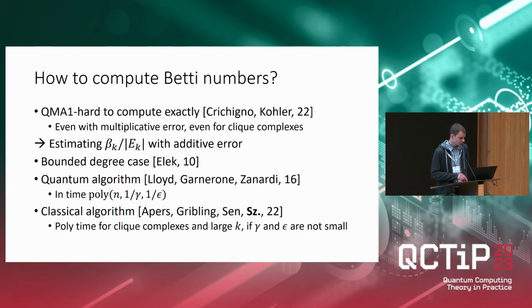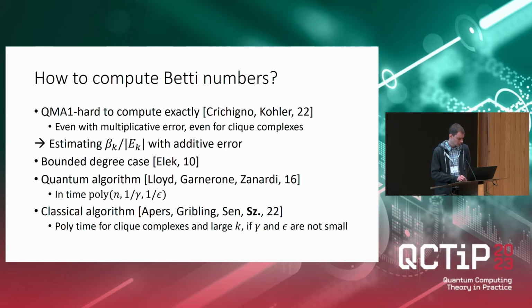And in our work that I'm presenting now, we gave an algorithm that runs in polynomial time, at least in some special cases, like if we also have, for example, constant gamma and constant epsilon, or in the special case of clique complexes, and especially for large k, which is very important because, as I said before, previous classical algorithms were exponential in k. So especially people thought that for large k, we could have a big quantum advantage. But our algorithm, at least in the case of clique complexes, is exactly more efficient when k is large.